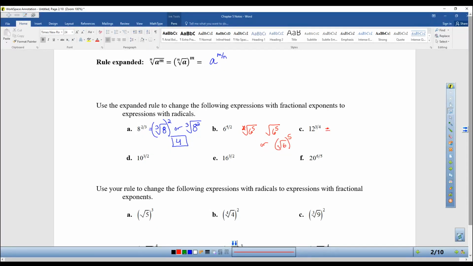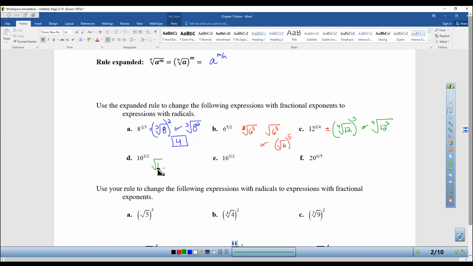Letter C is going to be the 4th root of 12 to the 3rd. Personally, this is how I write it because my chances of being able to find the 4th root are better in the smaller version, but it is still acceptable if you wrote it as 12 to the 3rd. All right, if you are watching this completely and not pausing, you're making a mistake. You really should try to do these next couple on your own.